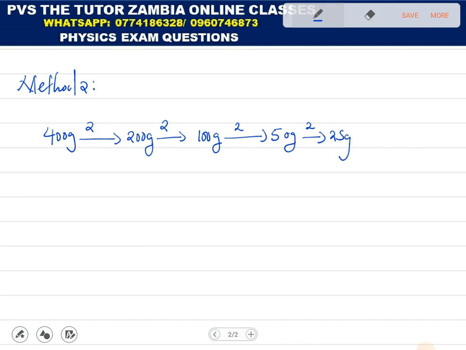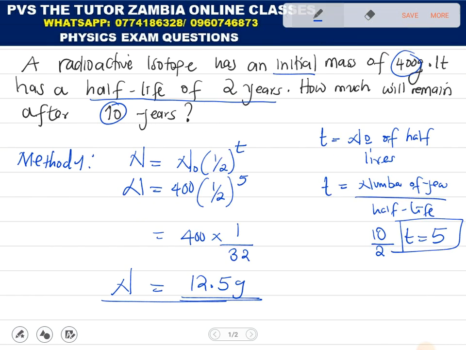How many years do we have? 8. Again, this one will decrease by half, which will give us 12.5 grams in 2 years. And when you add all these years, they add up to 10 years, which is given in the question. So the mass that will remain after 10 years is still 12.5 grams, the same as we found using the formula. So it's up to you which method you prefer. Nevertheless, now you know.